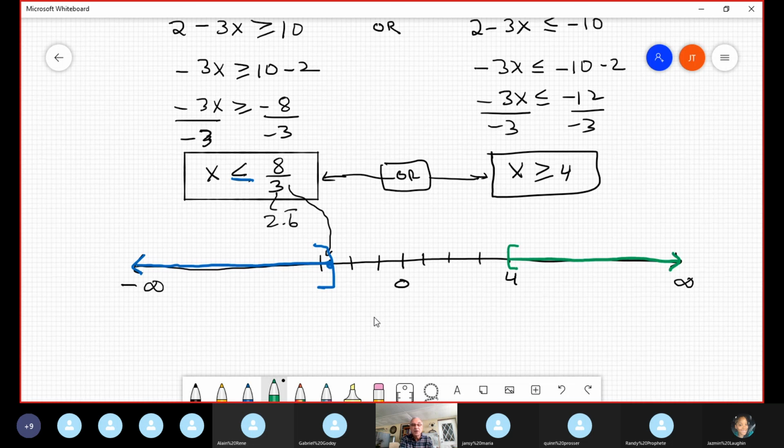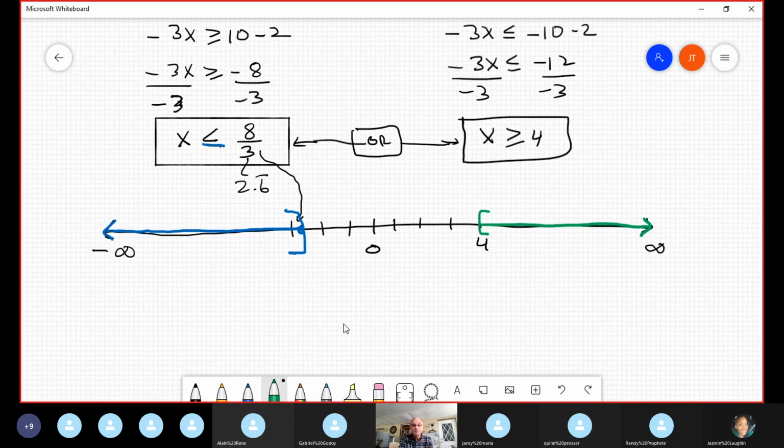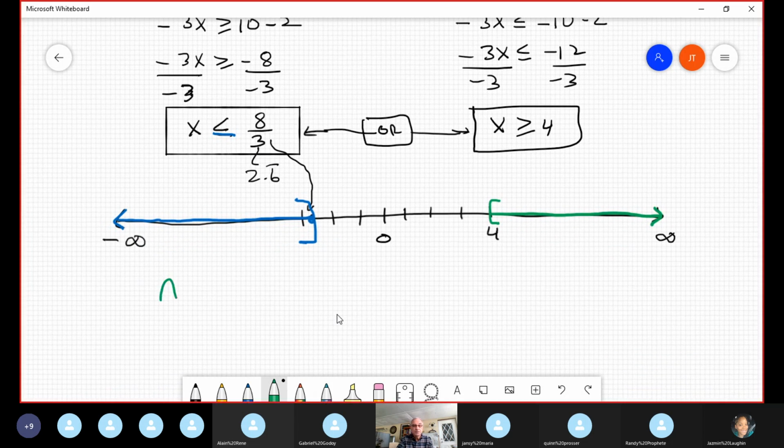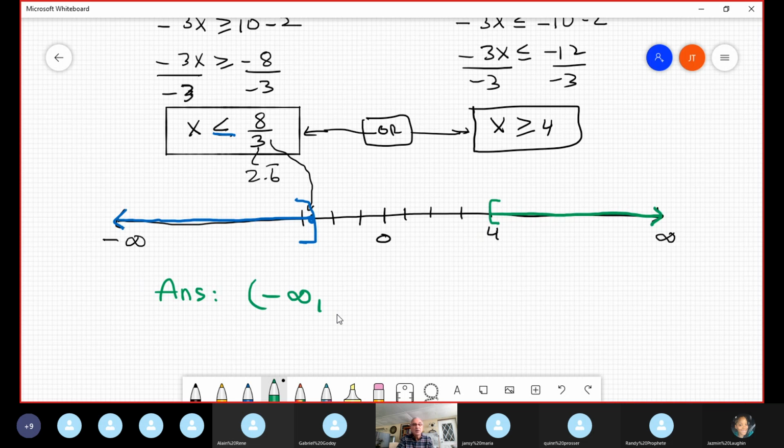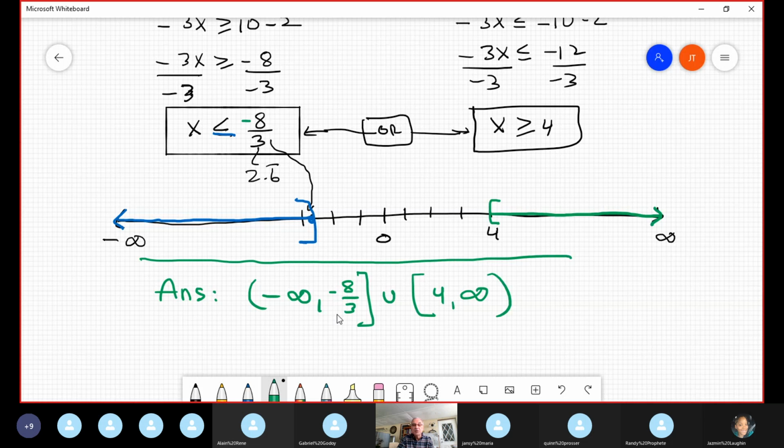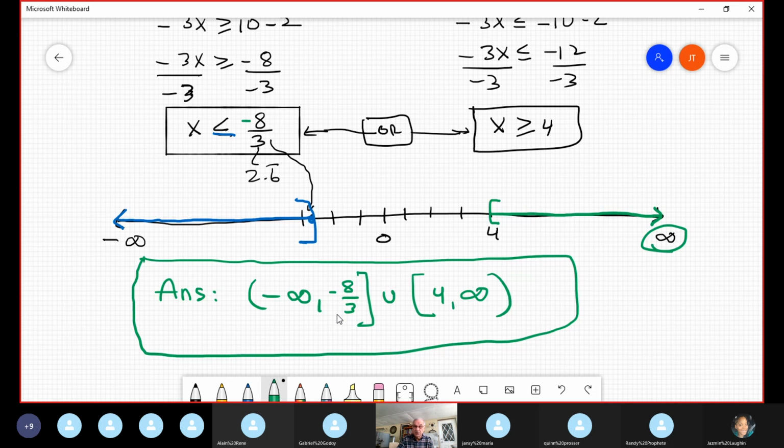My final answer in interval notation is from negative infinity, comma, negative 8 over 3, bracket, union, because it's both, bracket 4, comma, infinity. Remember, with positive infinity and negative infinity, you never put a bracket, because infinity is not a number, it's a symbol to indicate that this continues forever and you never reach it.